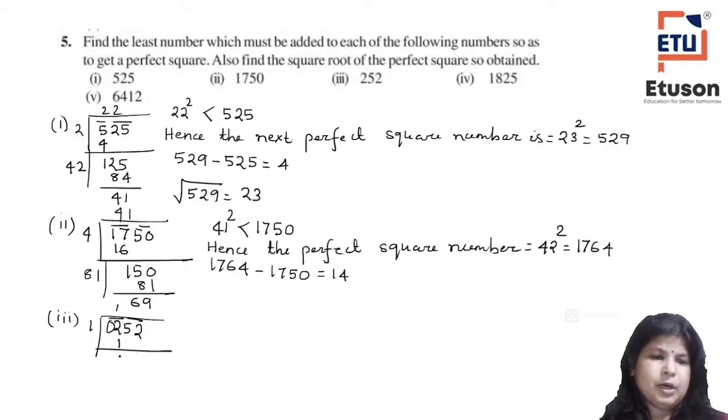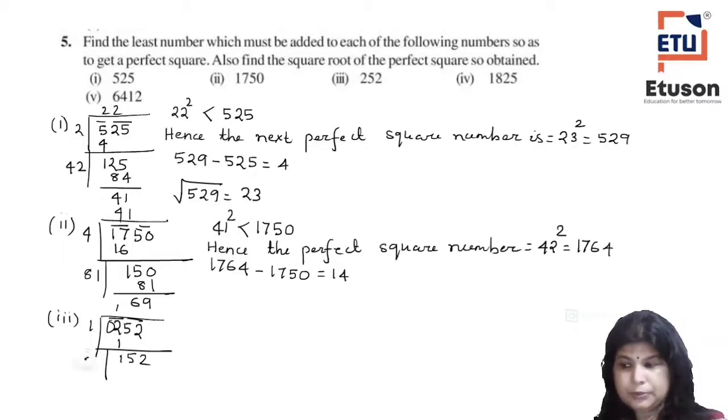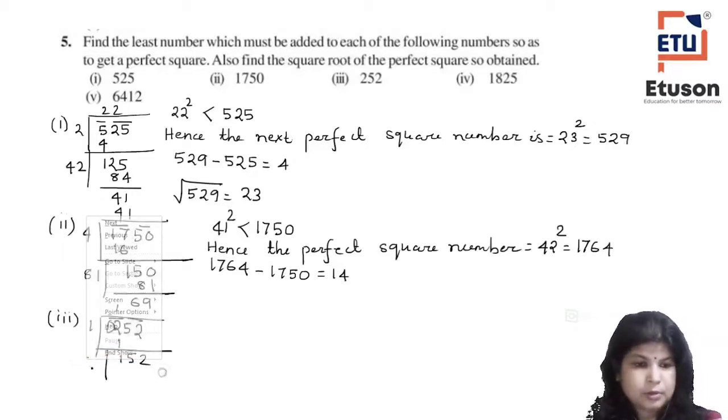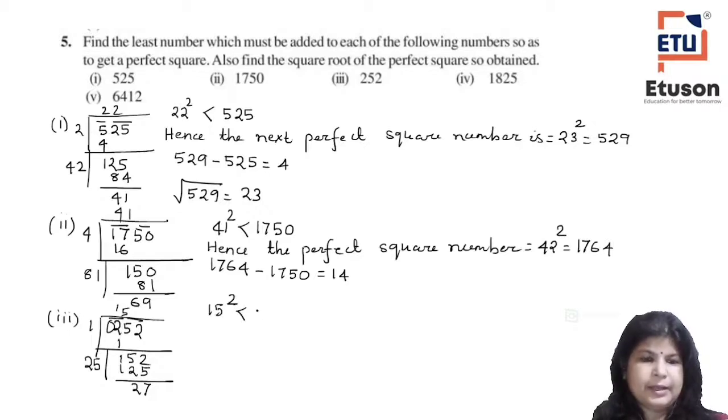1 1, 1 into 1, 1 into 2, that is equal to 2. Then you have 5, you get 125, and your remainder is 27. So as you can see, 15 square is less than your 252.